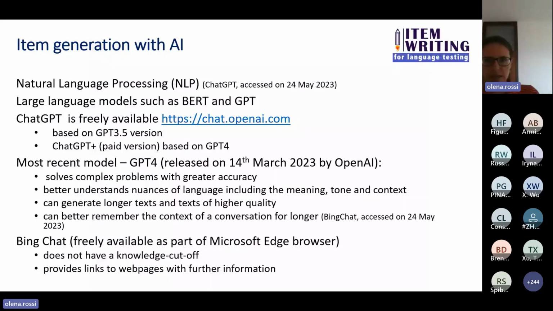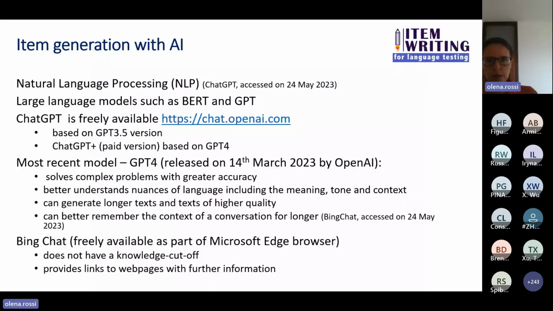Bing Chat is freely available as part of the Microsoft Edge browser. I use Bing Chat and not ChatGPT to ask for this information because Bing Chat has one advantage. It doesn't have a knowledge cutoff that ChatGPT has. ChatGPT doesn't know anything about the world after September 2021. Another Bing Chat advantage is that it provides links to web pages if the reader wants to learn more about the issue.